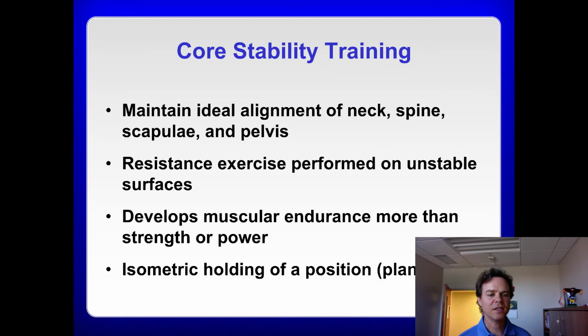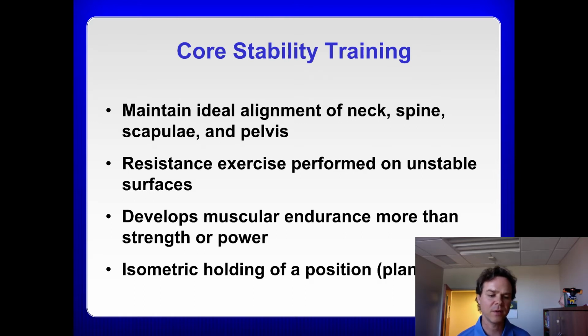So I'll just list core stability training. We'll keep with that. So a big thing with core stability training: maintain ideal alignment of neck, spine, scapula, and pelvis. Have good posture. To improve core stability, you can complete resistance exercise on unstable surfaces, develop muscular endurance more than strength and power.